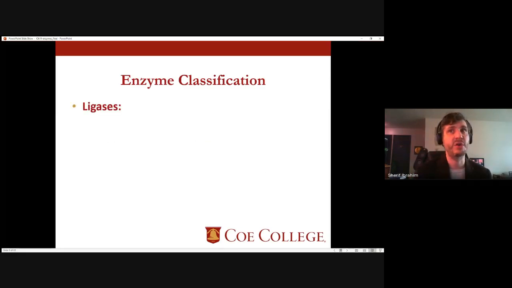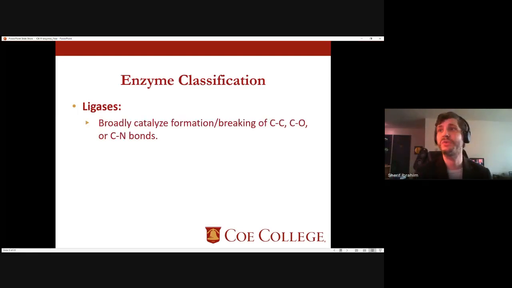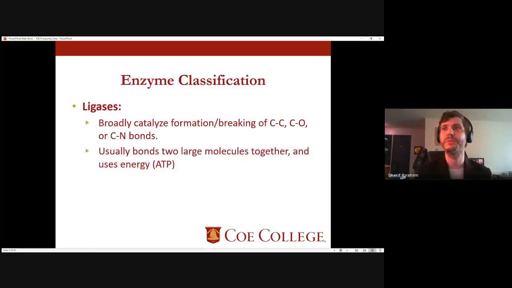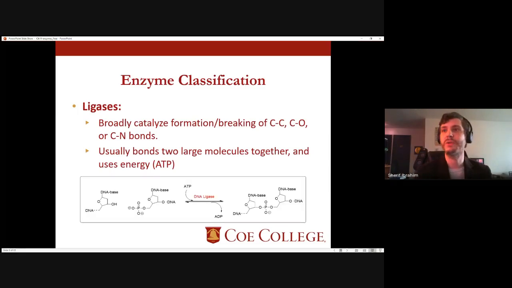Ligases, like I said, are the ones that are involved in producing more complex, macroscopic molecules. The formal definition is they catalyze the formation and breaking of carbon-carbon bonds, carbon-oxygen bonds, and carbon-nitrogen bonds. A lot of things fall into that general category, so it's kind of loosey-goosey with this definition. But in general, two large molecules come together, and usually this requires energy input to produce one larger molecule, or a couple more complicated molecules.